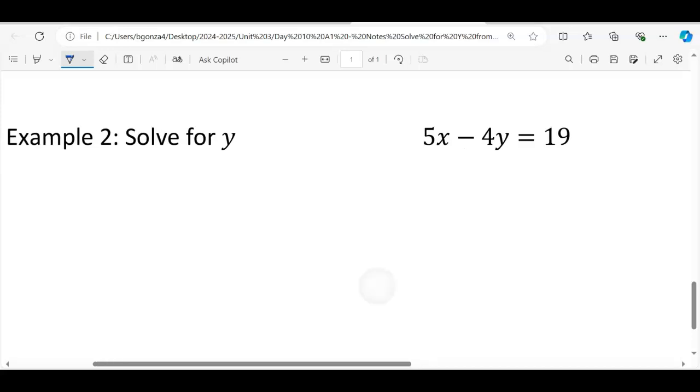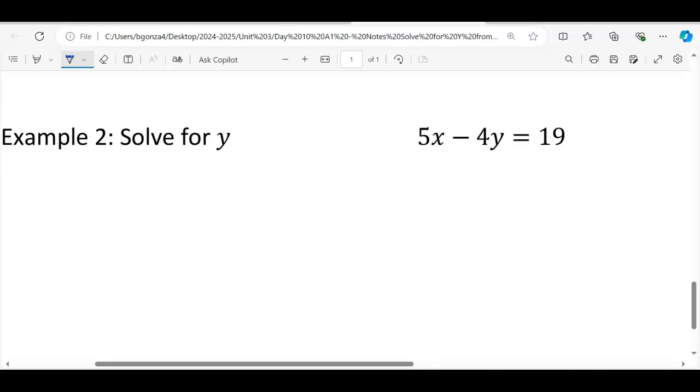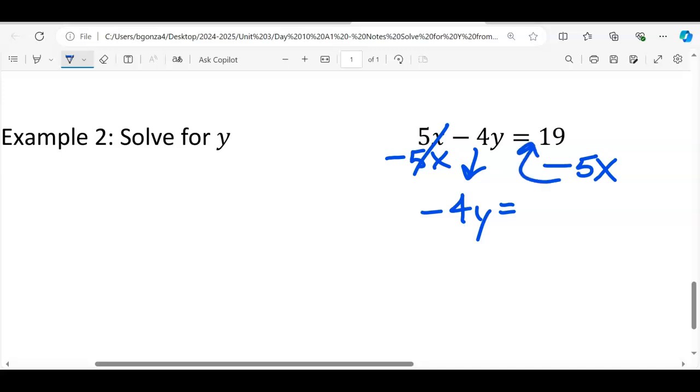So step 1, I need to move the x. The x term is a positive 5x, so I'm going to subtract 5x on both sides. 5x and minus 5x cancel out. I'm going to bring down not just y, not just 4y, but negative 4y equals 19 minus 5x. 19 minus 5x is not 14. It's not 14x. You don't combine them. You have to put the mx in front of the b. Negative 5x plus 19.